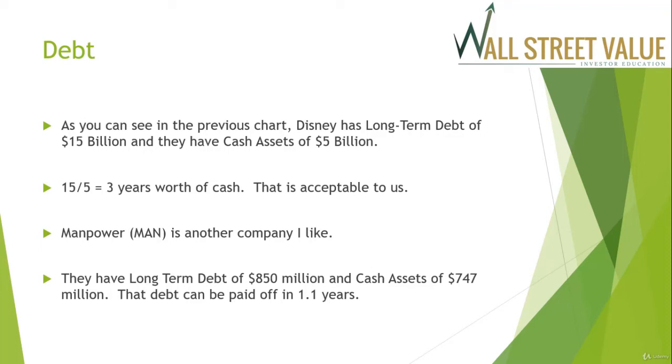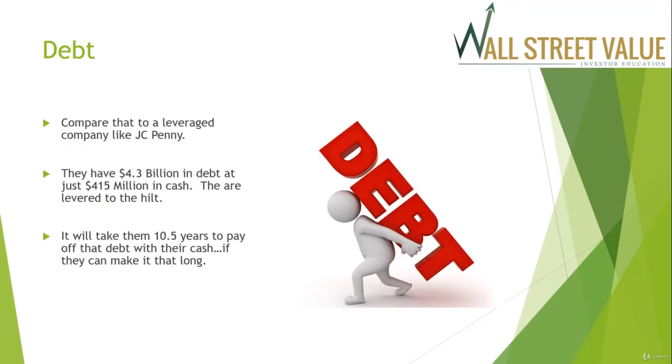Another company I like is Manpower. They have long-term debt of $850 million and cash assets of $747 million. So they can pay off their debt in just 1.1 years. Now compare that to JCPenney, which is a company that we looked at a few slides back. They have $4.3 billion in debt, but only $415 million in cash. So they are leveraged to the hilt. It's going to take them 10.5 years to pay off that debt with their cash if they can make it that long.